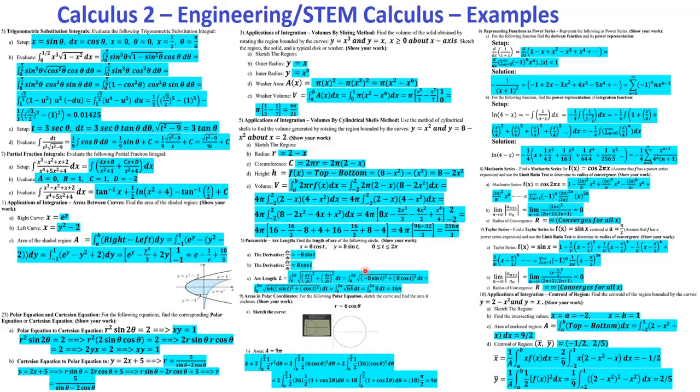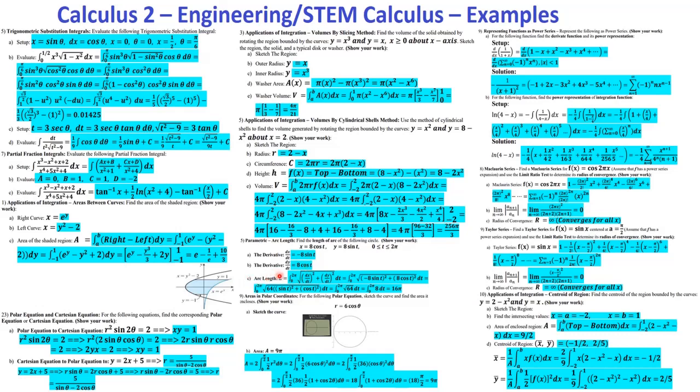Then I have another example of the arc length in the parametric coordinates. So the parametric equations are x equals 8 cosine t, y equals 8 sine t, where t is between 0 and 2 pi. So dx by dt is minus 8 sine t, dy by dt is 8 minus 8 cosine t.